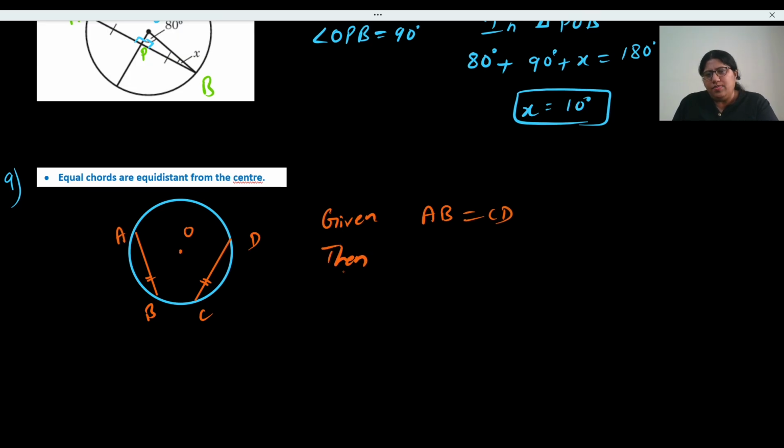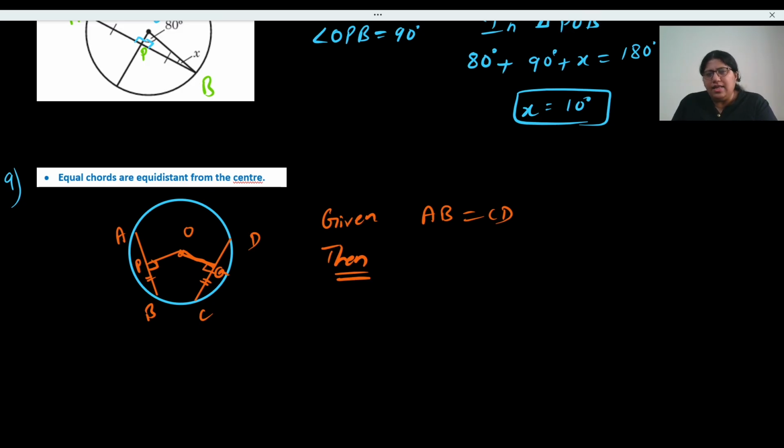Then as per this theorem, distance means it's always perpendicular. So OP is the distance of AB from O, and OQ is the distance of CD from O, from the center, right? And this is also perpendicular because it's from the center.